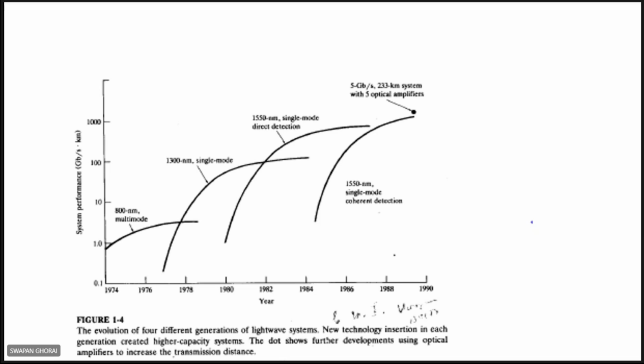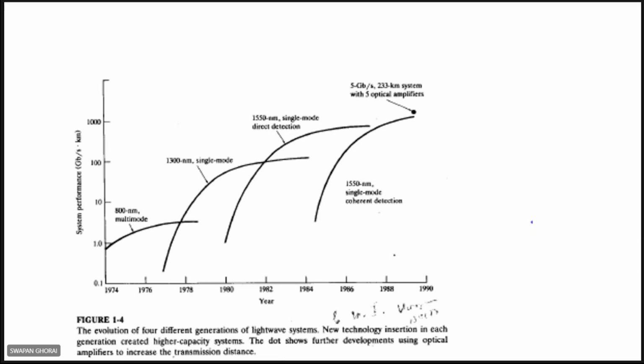Repeater means you have detectors, electronics, and sources, a whole system in concise form. But in amplifiers, it is simply like an amplifier; here the optical amplifier has no need of conversions. For repeaters, you need conversions, optical to electrical, then electrical to optical.